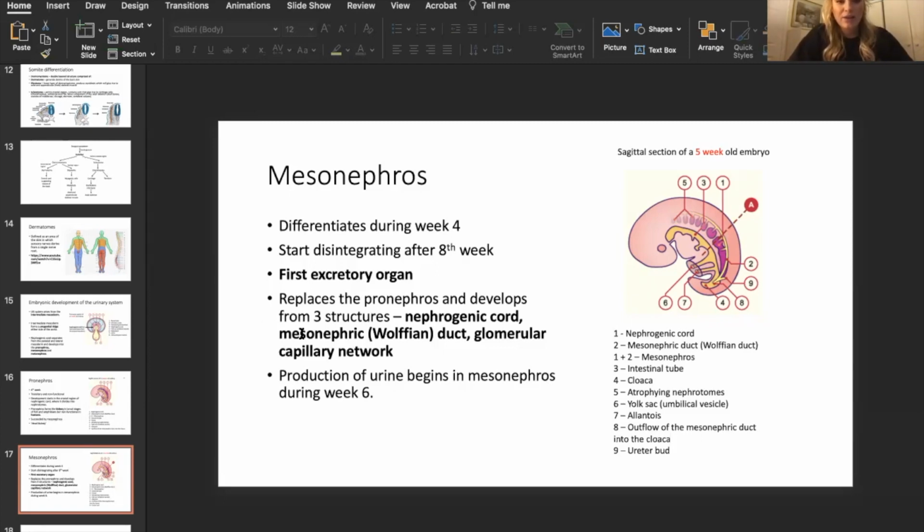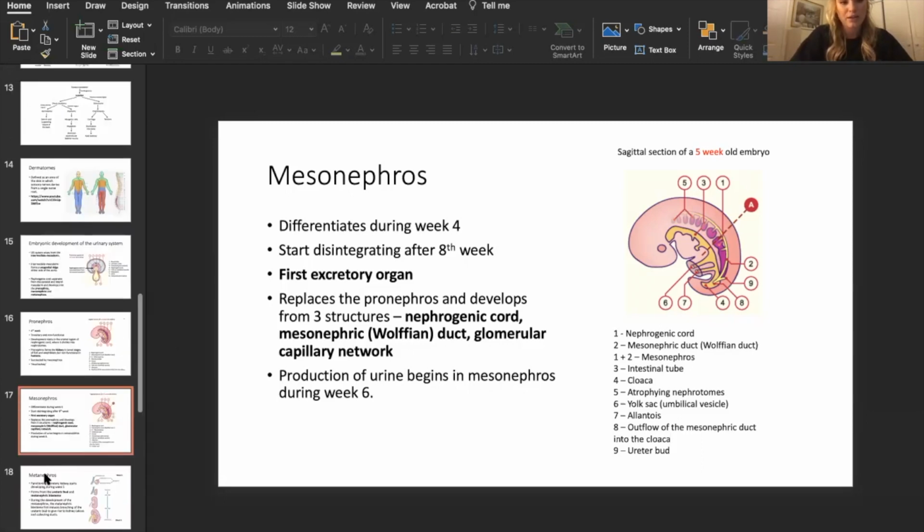And it develops from 3 structures. So we've got the nephrogenic cord, as I've discussed, the mesonephric ducts and the glomerular capillary network. Because it's excretory, it starts production of urine at week 6. And after the 10th week, it basically becomes inactive and atrophies again.